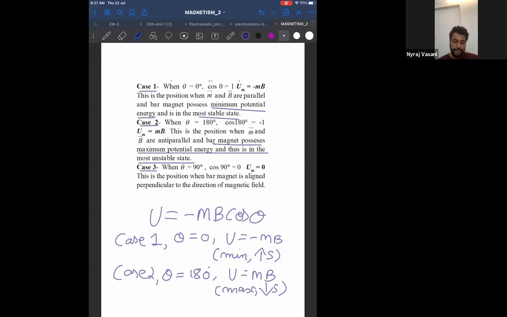Now let me take case 3, where theta is equal to 90 degrees. Now tell me, what is the value of cos 90? 0. Therefore, can I say the entire potential energy will be 0? That's it. So can I say I am going from minus MB to 0 to plus MB? Correct? Look at me. I am going from minus MB to 0 to plus MB.